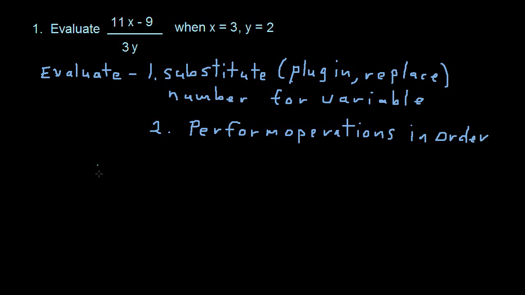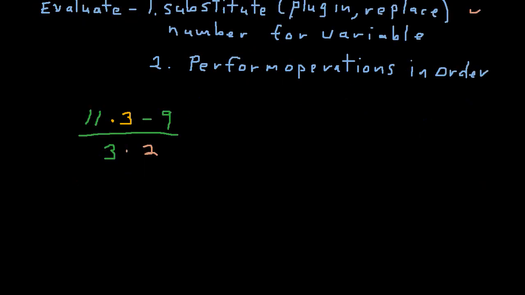So let's begin first with the substitution. So in our problem we have 11 multiplied by x. What is x? x is 3. And then we subtract 9 from that. That's all divided by 3 times y. Now what's y? y is 2. So we substitute 2 in place of y. So we've done our substitution.